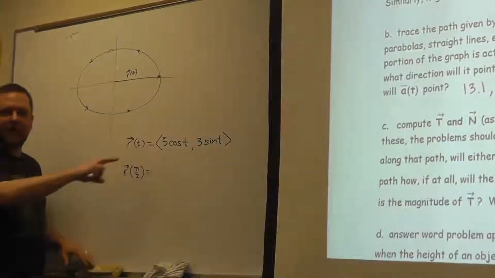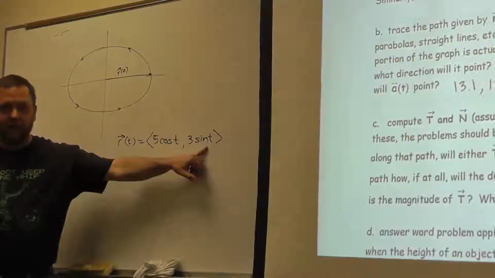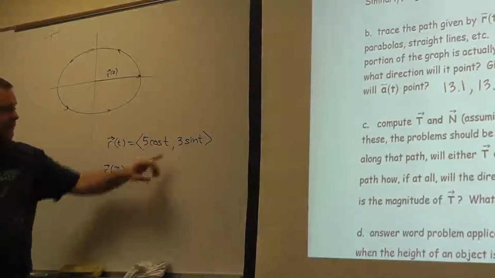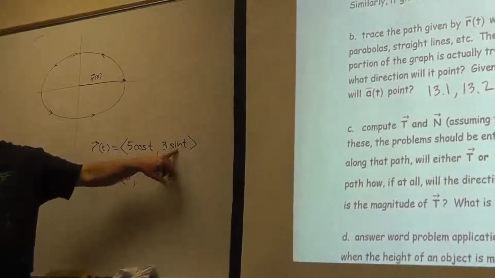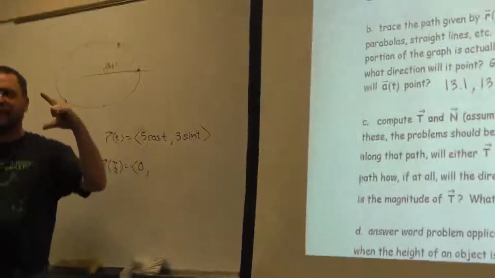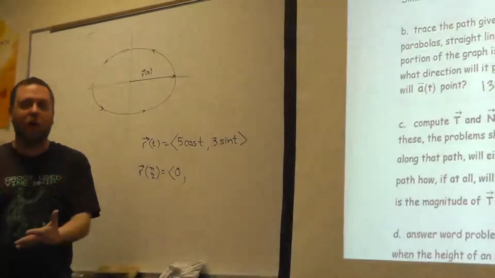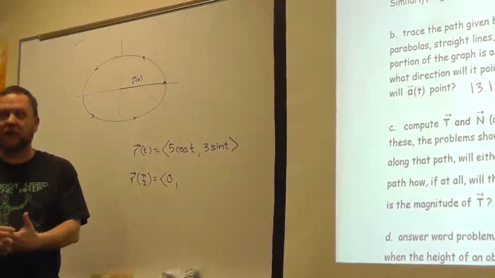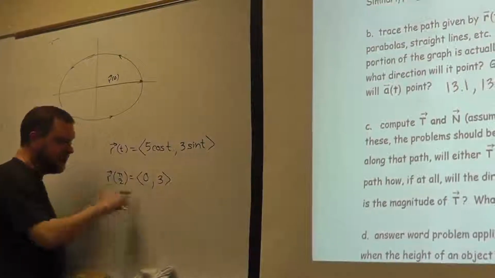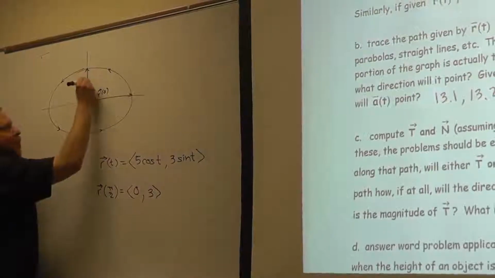If you plug pi over 2 into cosine, it goes to 0. If you plug pi over 2 into sine, it goes to 1. So this becomes 5 times 0, an i component of 0, and then 3 times 1. Is this notation foreign to you, using the little V-shaped brackets instead of i's and j's? I'm sorry if I keep asking questions like that, it's just because I don't know what notations Beth has used heretofore. So this specific position vector would be tailed at the origin and locate that point on the curve.